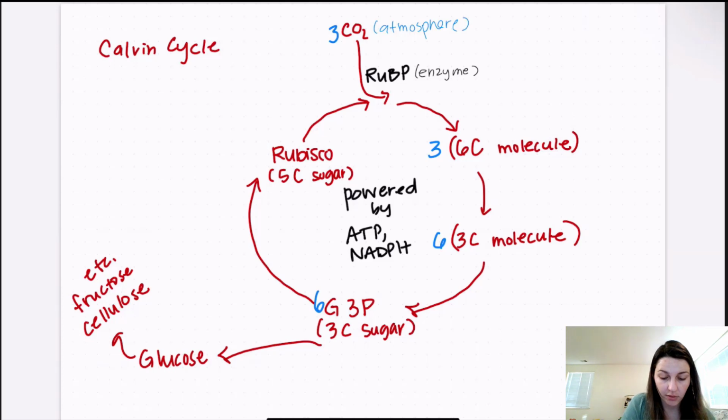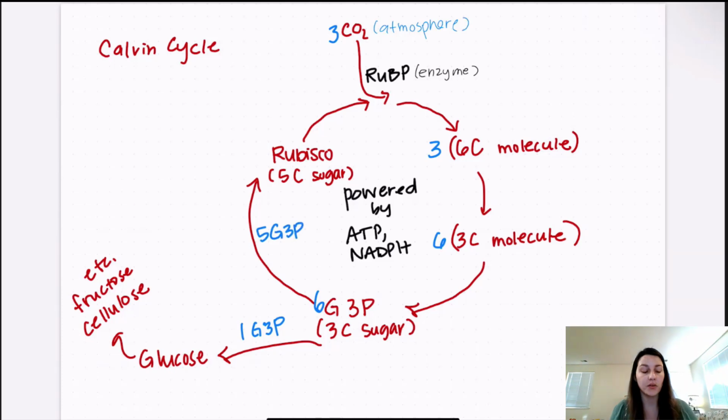One of those G3Ps is used to make glucose. 5 G3Ps, the rest of them, are used to make rubisco, and then all around and around and around. Yeah, that's the Calvin cycle.